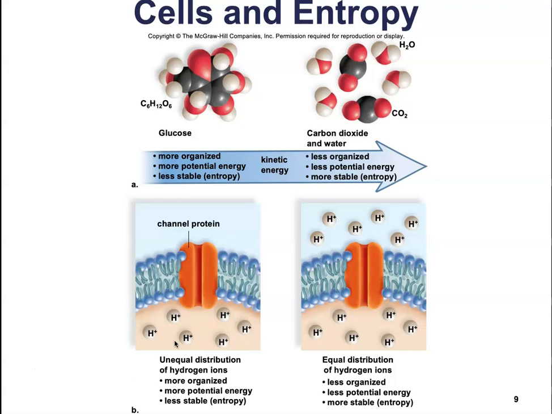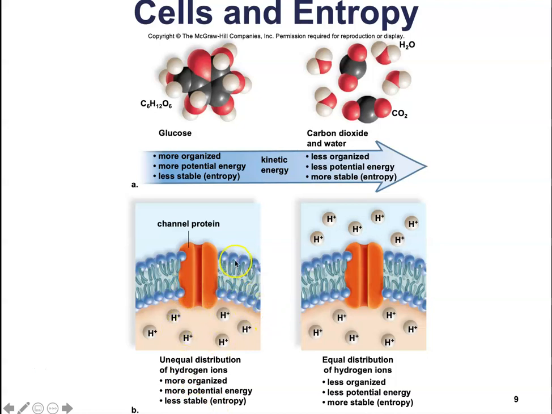So this is a good review from that too. So what do you have here? Let's review first. You have a concentration gradient. High concentration of hydrogen ions here, low concentration here. If we talk about diffusion and the movement of these ions, they're going to have the tendency to go this way and move through that channel protein. So here, this is more organized, but has more potential energy because these are going to have the tendency to move along their concentration gradient. And again, less entropy. More organized, less entropy.